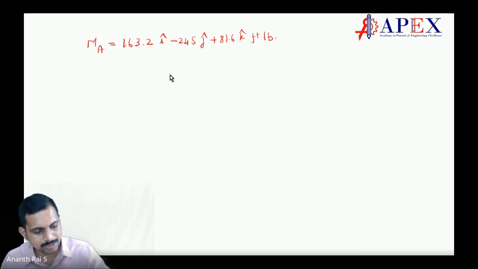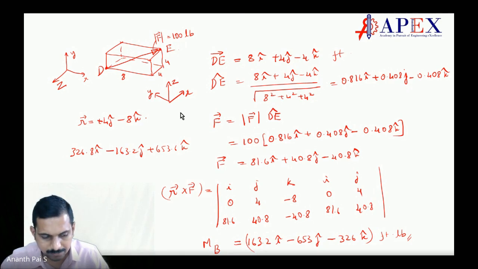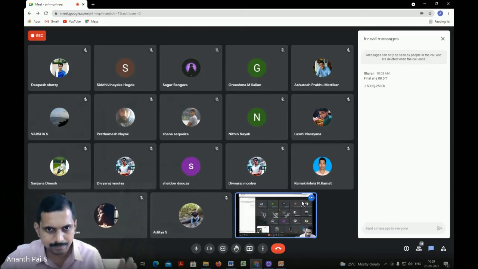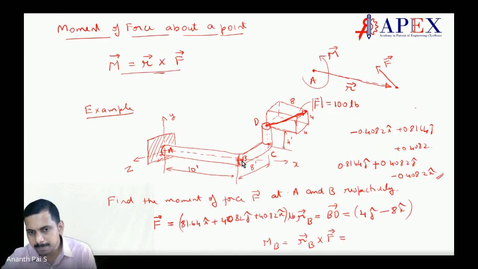Anybody who did not understand this? Are you facing difficulty in this? How many of you did not understand? Raise your hands. Sir, I have not understood one thing: why have we taken the RB vector as BD only? Why have we considered vector BD? Because we have to take it with respect to B.